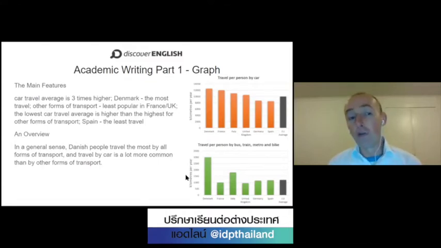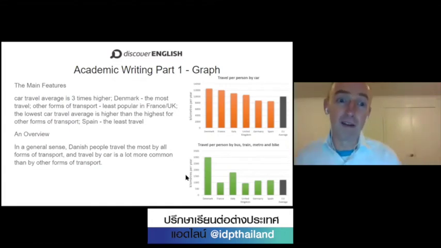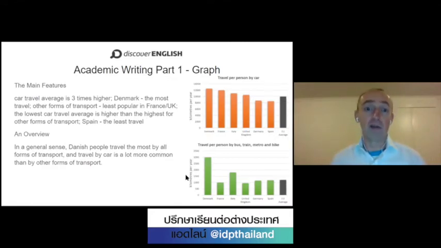Now I'll look at the overview there. So I've written an overview for these two graphs, and the overview would go, in a general sense, Danish people travel the most by all forms of transport, and travel by car is a lot more common than other forms of transport. So as you can see, this overview is very simple. It just includes the most obvious, the most naturally observed ideas that are coming from the graphs that you're given.